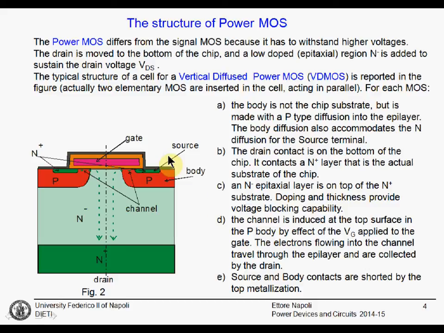The first difference that we see is the structure. We have the gate on the top, the source on the top, N plus regions on the top. The drain is on the bottom of the device. In this way, first of all, the current flow will be vertical. It will move from the source. Here, actually, there are two elementary cells in parallel. The current will flow in this direction, where these dashed green lines are indicated.